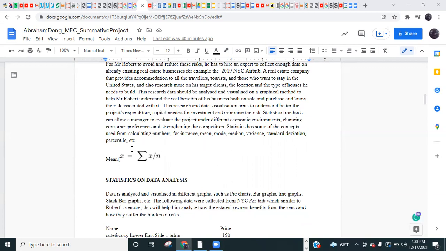So we have very many ways we can calculate statistics, and some of these are the mean, the median, the mode, variance, and standard deviation. One of the formulas is this one for the mean. The formula for the mean is x̄ equals the summation of x over n.